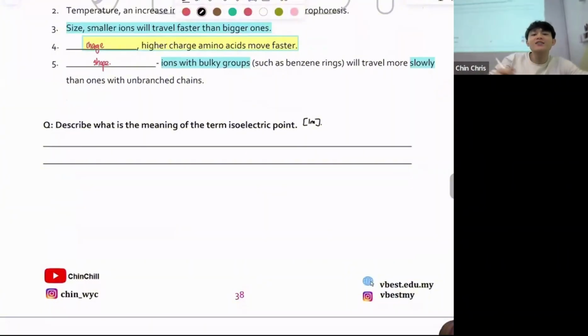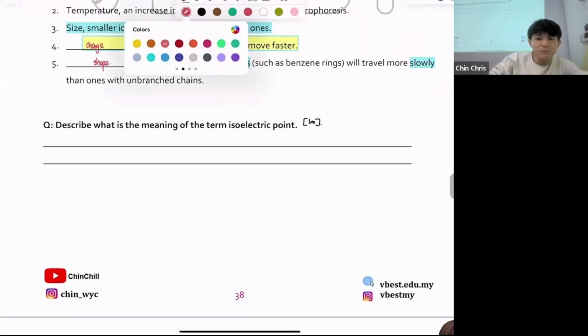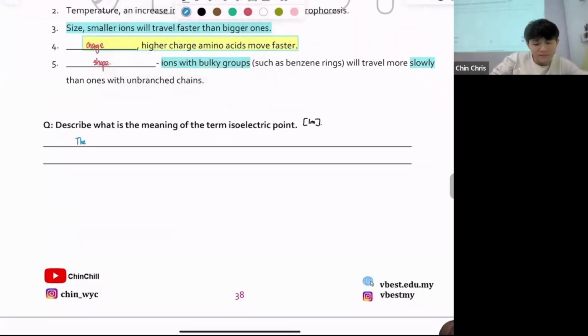Alright, guys, what is meant by isoelectric point is the pH at which an amino acid forms a zwitterion.